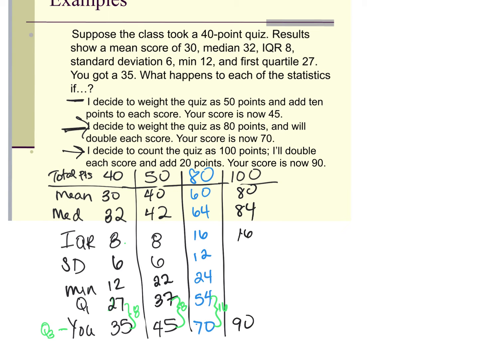My IQR is still 16 because I multiplied it by 2, but it's not going to be affected by adding the 20 points. My standard deviation is also going to stay just multiplied by 2. We're not going to add to it. The minimum is going to add 20 points, so that'll be 44. The Q1 will add 20 points, that's 74. And you can see the difference between Q1 and Q3 is still 16. So even though I moved them all, I didn't change the IQR. The distance between those measures stayed consistent when I'm just translating them. When I'm rescaling, then that distance, that range gets larger.